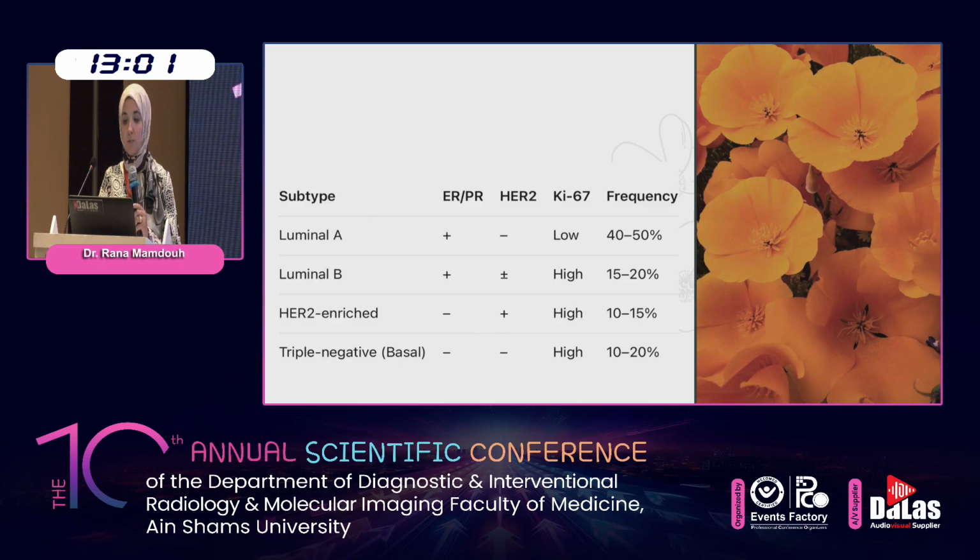Luminal A is the most common subtype. It is near 50% of cases. It expresses positive for estrogen and the progesterone receptor, but negative for the HER2 receptor, and low in Ki-67. The second type is luminal B, positive for estrogen and progesterone, may be positive for HER2 receptors, and it's high in Ki-67. HER2 enriched is negative for estrogen and progesterone, yet positive for HER2 receptors. Triple negative is negative for estrogen and progesterone and HER2.